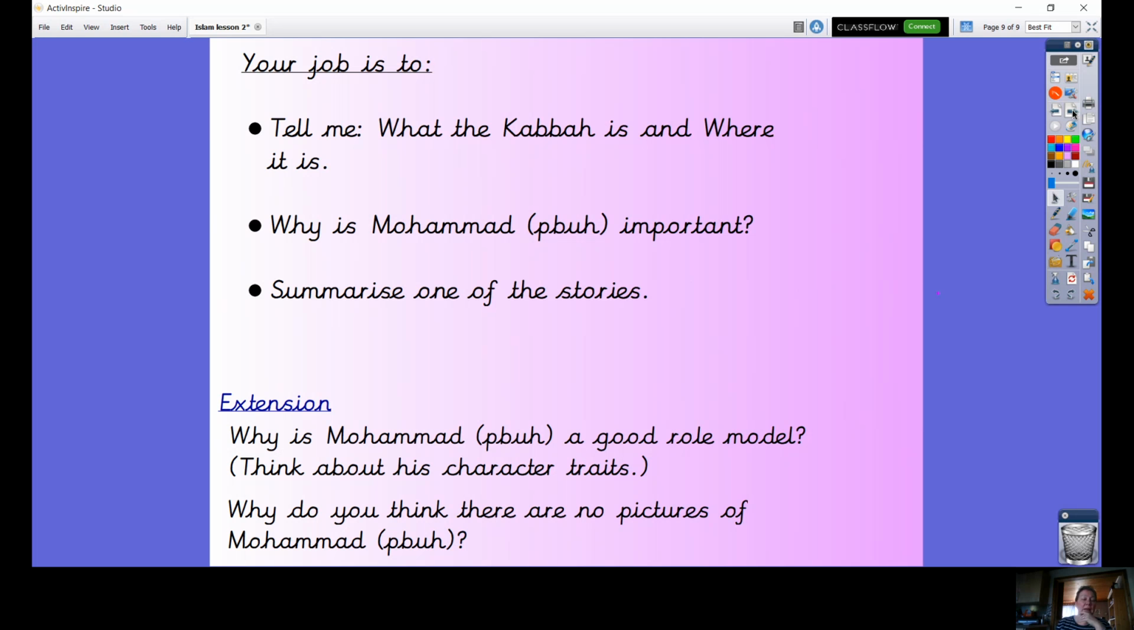And something that you may or may not know is that there are no pictures of Muhammad. It's deemed to be disrespectful to try and draw him. I can't tell you why, because that will answer the question for you.